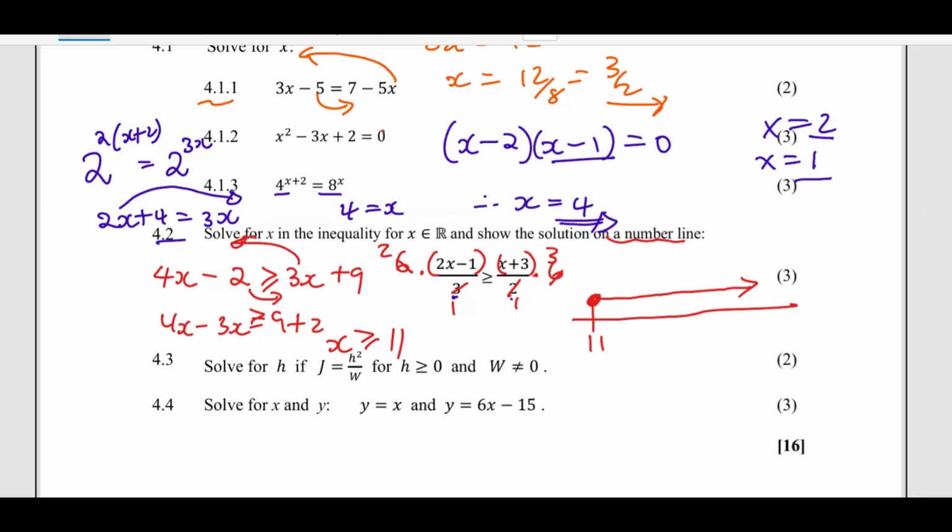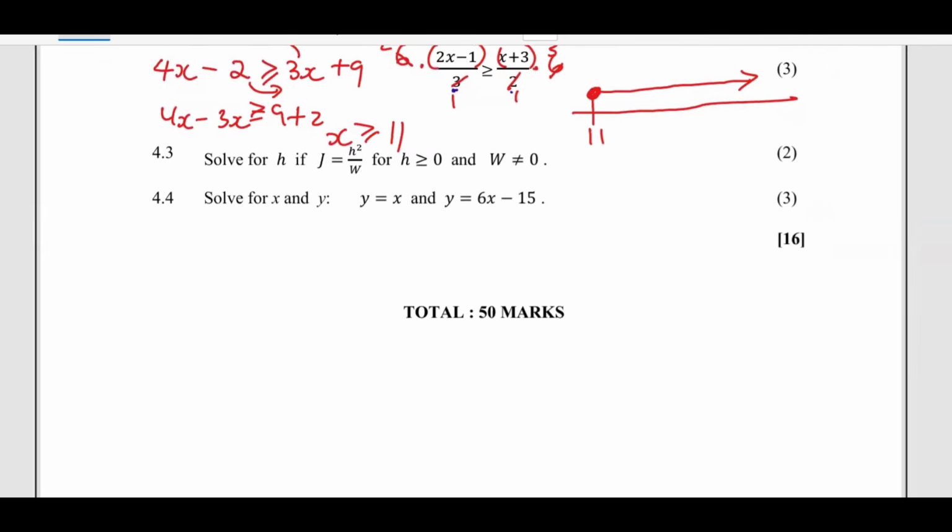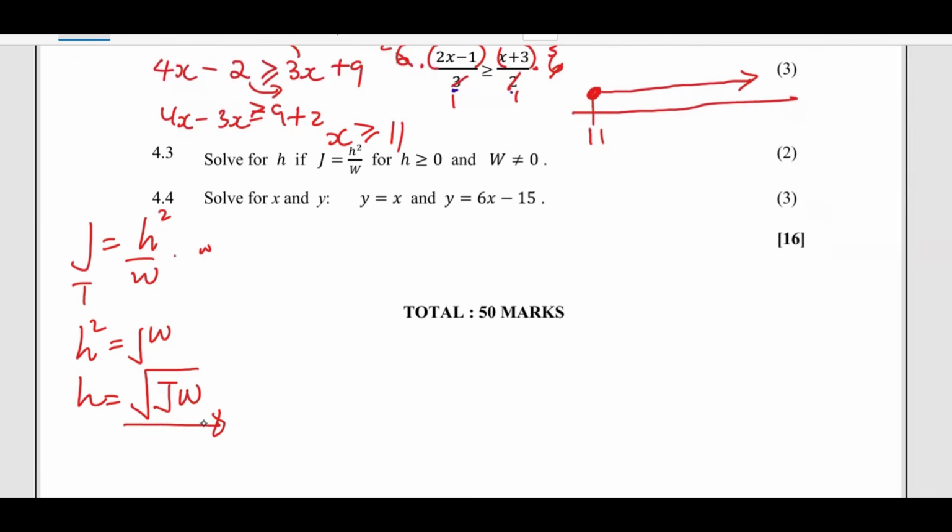All right. And then 4.3, they want us to solve for h. So when you're solving for h, you're making h the subject. Okay, so j is equal to h squared over w. Let's cross multiply, or multiply both sides by w, meaning h squared is the same as jw. And then we need to find the square root to leave h alone on one side. So that becomes our answer.